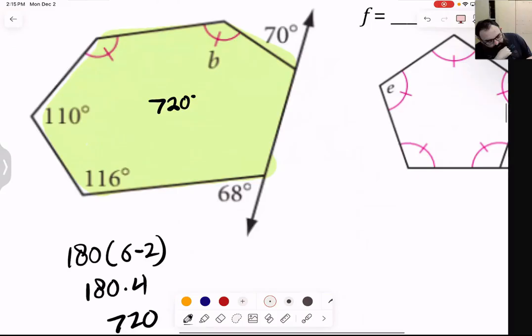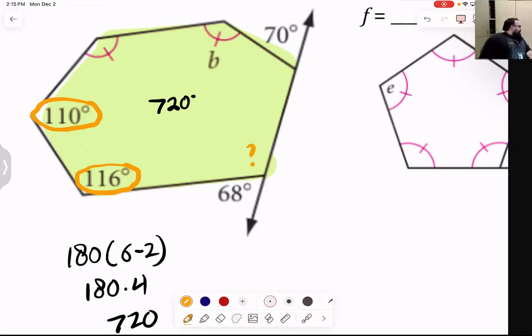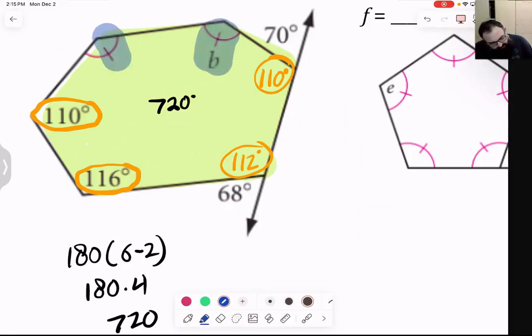Now I know of that 720, that is 110. This is 116. Do we know what this piece is? Can we find it? How? Yes, 180 minus 68. So that's 112. Can we find this piece? Yes, that's 110. So we know all those. So could we then find these pieces?